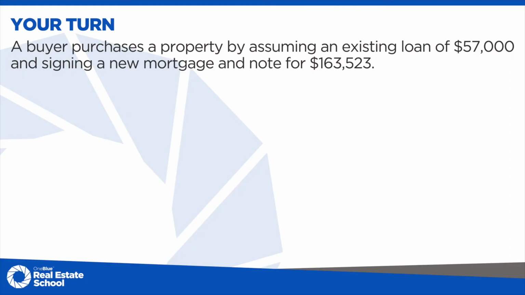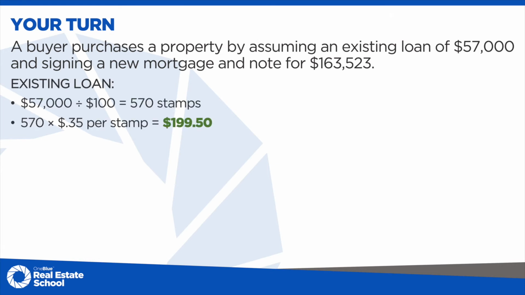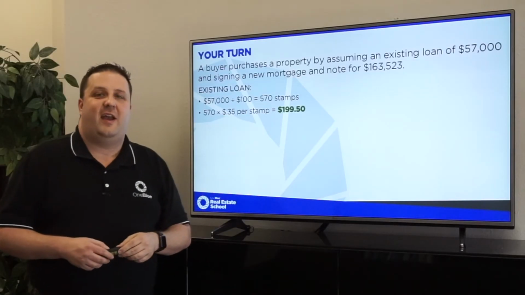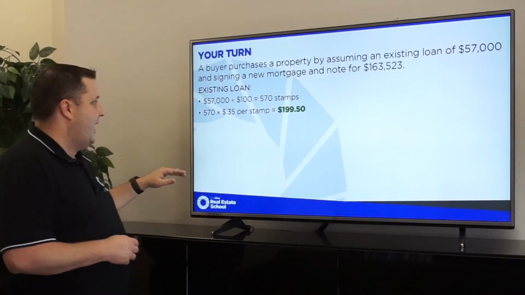Let's check the work. The existing loan, $57,000 divided by 100, is 570 stamps. Don't have to round on this one. Multiply it by 0.35, which is the cost of the stamp. $199.50 is our doc stamp tax.